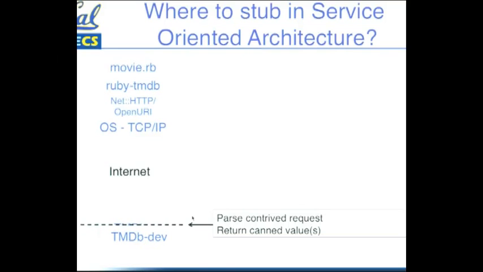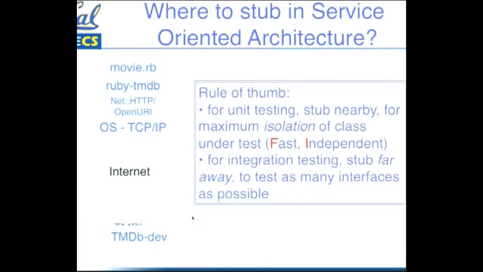And when we talk about deployment and operations later in the course, we'll see many, many more examples of things like this. So what's the moral of the story here? For unit testing, you're trying to stub nearby because your goal is maximum isolation, right? If we're testing the movie class, then if the movie class does something that goes through this stack, the closer to movie we can stub it, the better, because we're trying to isolate it from its collaborators. And we also want to keep it fast and independent of all these other pieces.